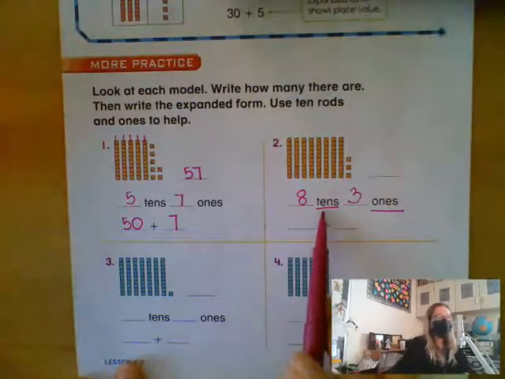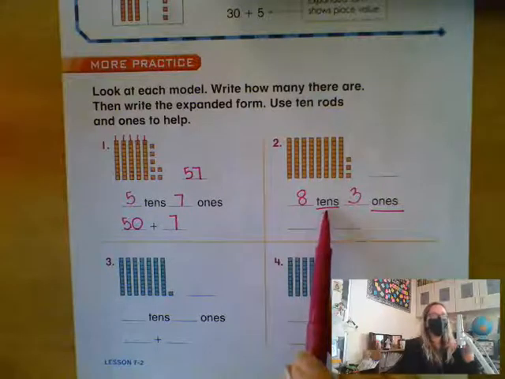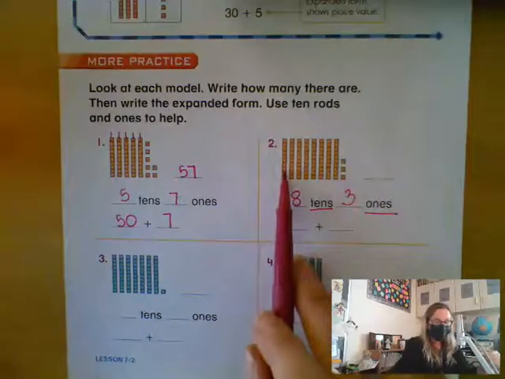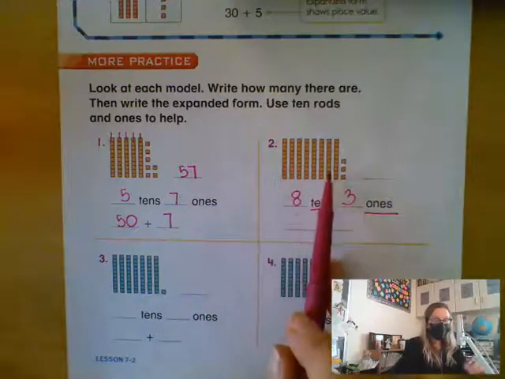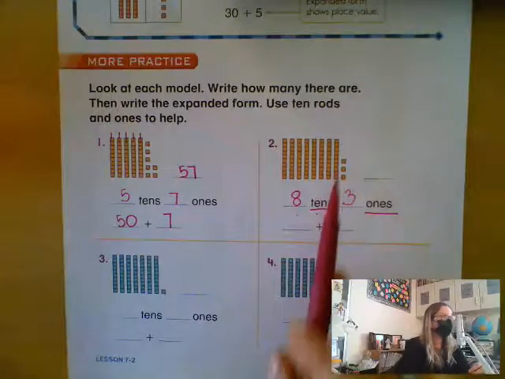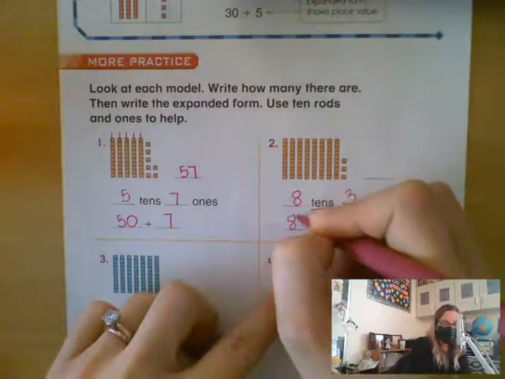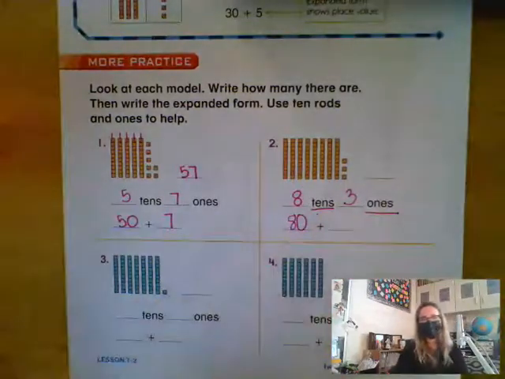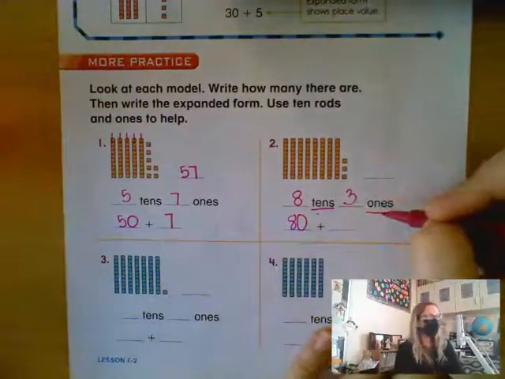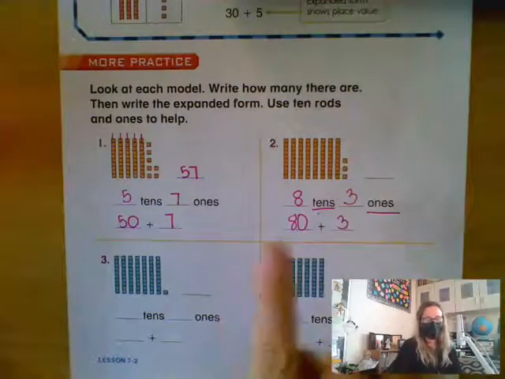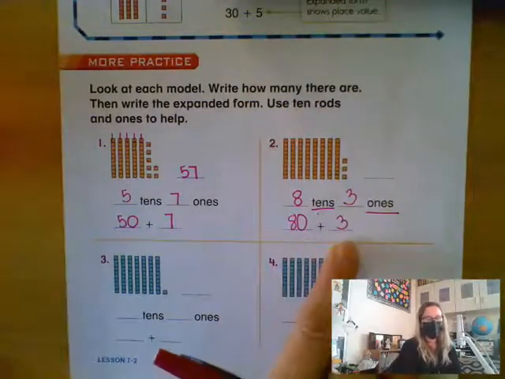Now 8 tens doesn't mean 8 cubes. It means 8 bars that have 10 cubes in them. So we can't say there's 8 cubes. We have to say there's 10, 20, 30, 40, 50, 60, 70, 80 cubes. So 8 tens equals 80. So you can put 80 on that line. Now 3 ones means 3 cubes. So we can bring down our 3. Now, Victoria, what is 80 plus 3?